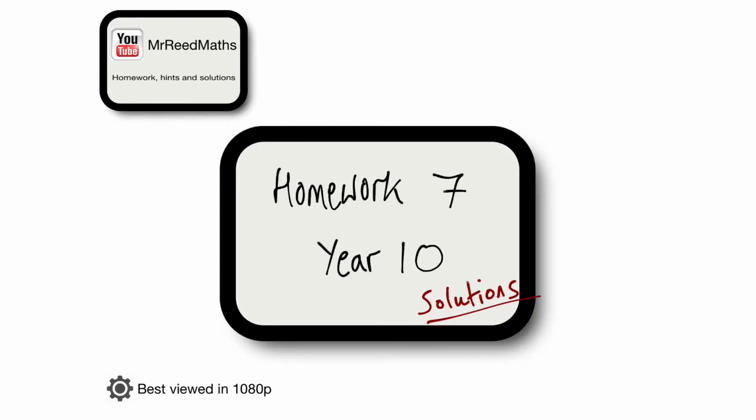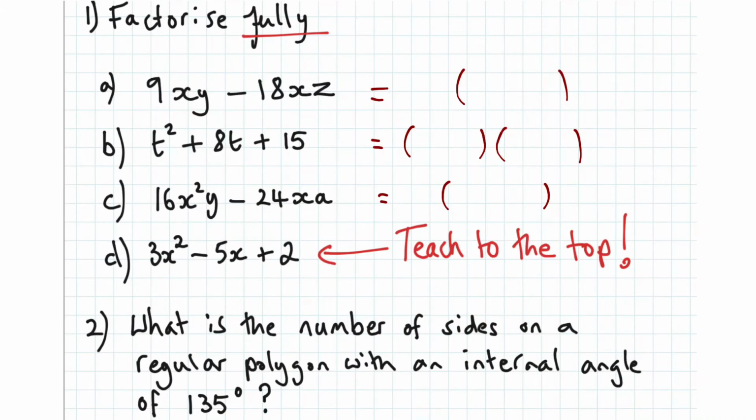So this is the solution video for Year 10, Homework 7. If we get straight on to question 1. I did try and give you a hint here that the first question you need to go into one bracket. They both divide by 9 and they both divide by x actually, both these terms. So I need to write 9x on the outside. That leaves a y here and minus 2z there.